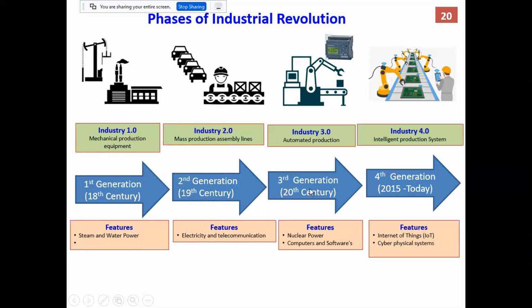Then the third generation, 20th century: nuclear power and various computers and software appeared in the market, and we were able to use them in industries. We also used industrial robots to do many works, replacing human manual work. That is why we call it automated production.